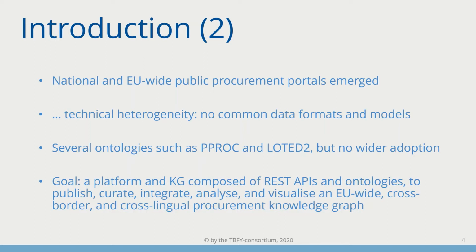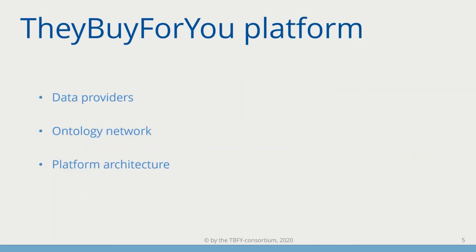To this end, our goal is to develop and implement a platform and a knowledge graph composed of REST APIs and ontologies to publish, curate, integrate, analyze, and visualize European Union-wide, cross-border, and cross-lingual procurement knowledge graph. Let's start with the TheyBuyForYou platform, which is composed of data providers, an ontology network, and a platform architecture.